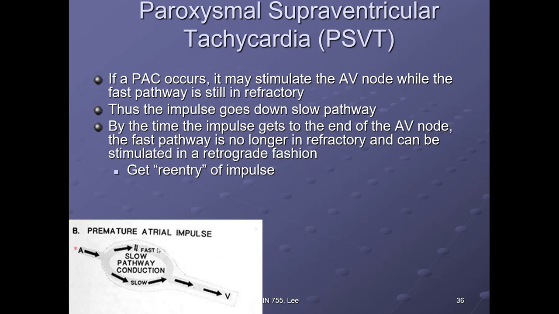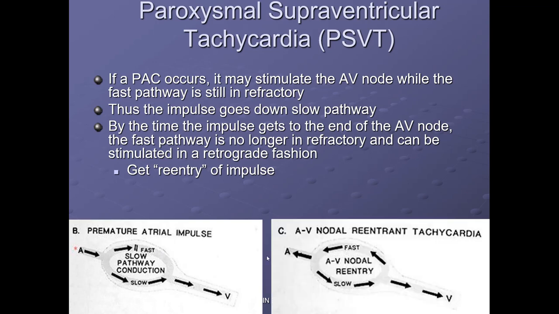So you can actually get a retrograde impulse going through the fast pathway. And then you end up with this circular set of impulses going through the AV node. That's why it's called re-entry, because the impulse is re-entering the AV node. And so what you get is this loop like this. You get electricity just circling around the AV node. The problem with this is it's really fast, and so you're stimulating the atria to contract and the ventricles to contract almost at the same time.